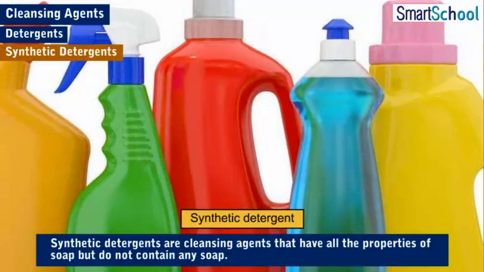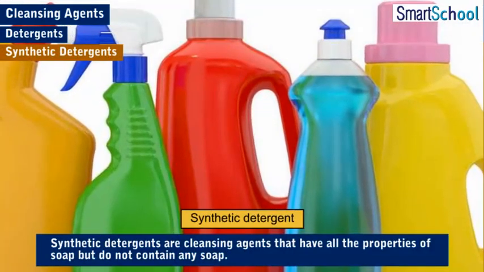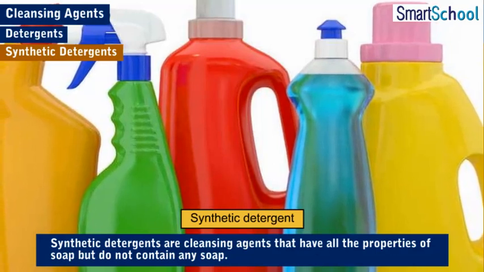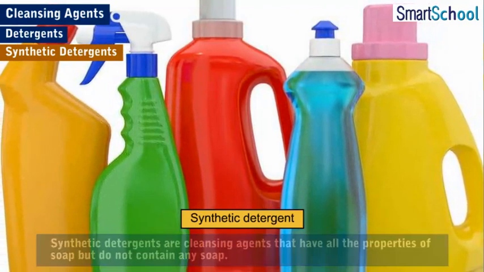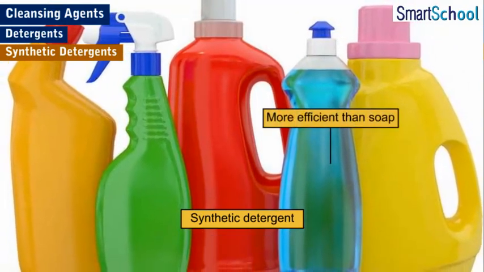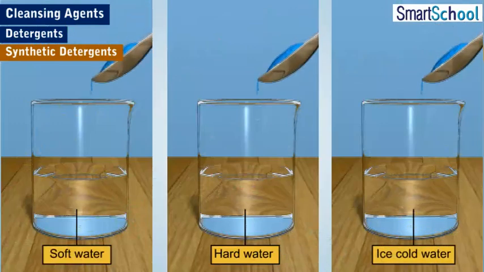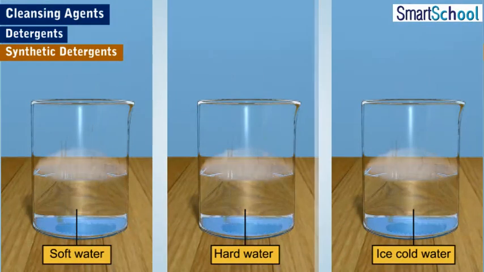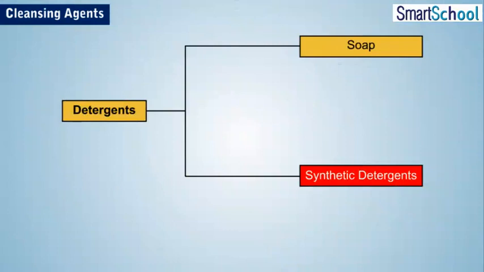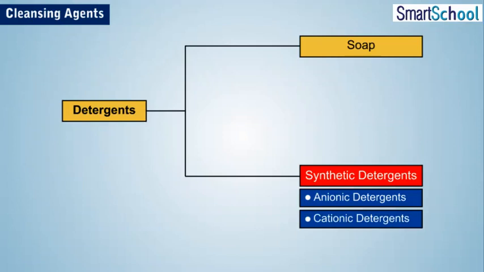Let us now look at synthetic agents. Synthetic detergents are cleansing agents that have all the properties of soap but do not contain any soap. They are more efficient than soaps as they give foam in soft water, hard water, as well as in ice-cold water. Synthetic detergents are classified into three main categories. These are anionic detergents, cationic detergents, and non-ionic detergents.